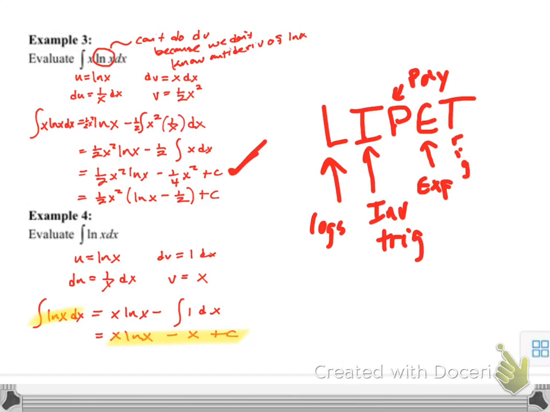And what you'll find out is those are kind of decreasing order of difficulty for taking the antiderivative. We know the antiderivative of trig functions and exponentials and polynomials. That's why they're at the end. Logs and inverse trig functions are more difficult antiderivatives. So you're noticing we pick those to be u first so that we don't have to deal with their antiderivatives if we have the option.